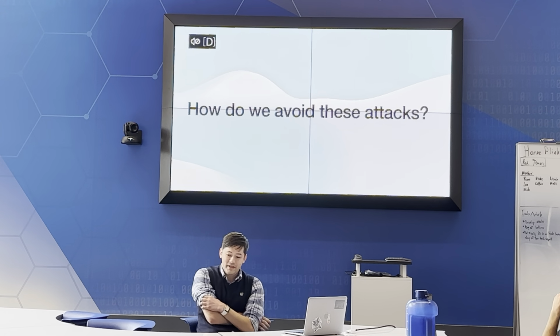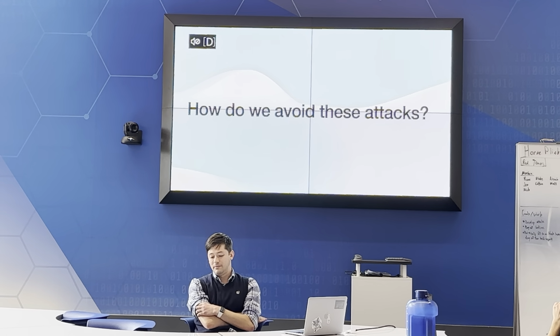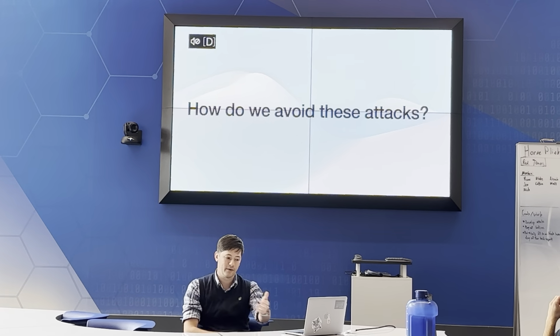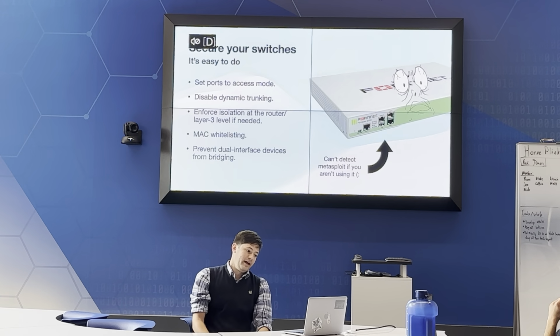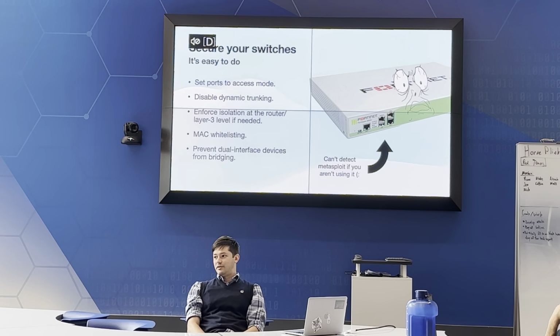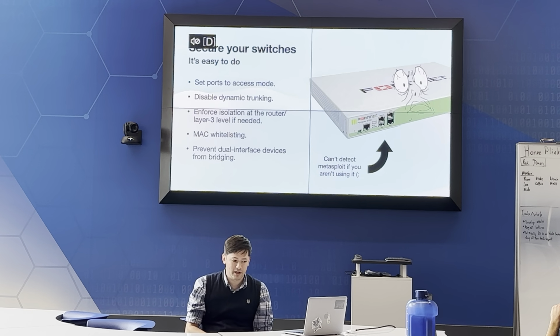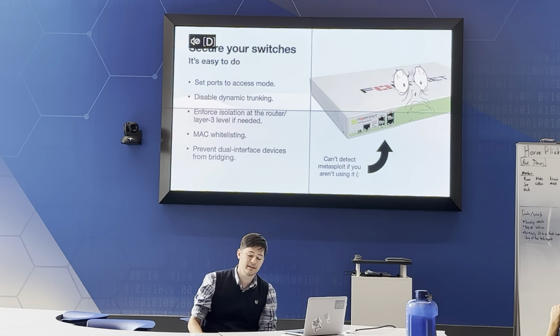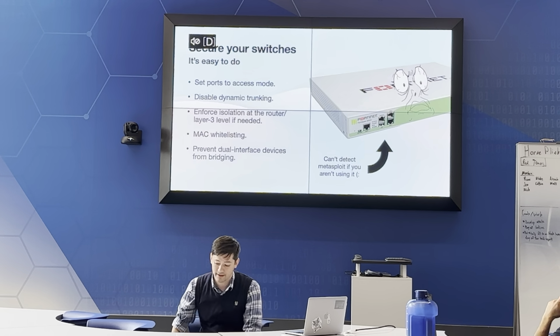We know how we can leverage this and what tools we can use to carry out these attacks, but how do we stop them from doing it? Besides the obvious stuff, right? If your network is relatively static, you should be disabling dynamic trunking. There's no real reason to have it on if you're not adding or removing stuff from the network. Disable unused ports and set in-use ports to access mode only.